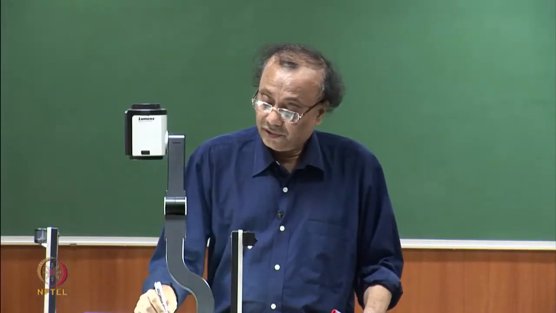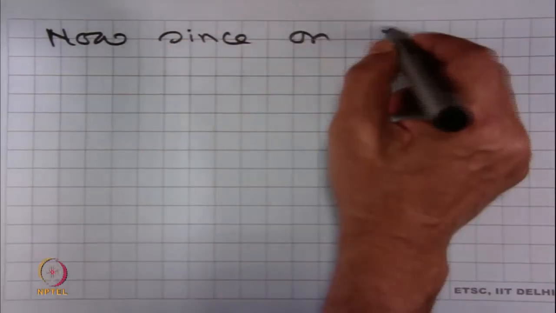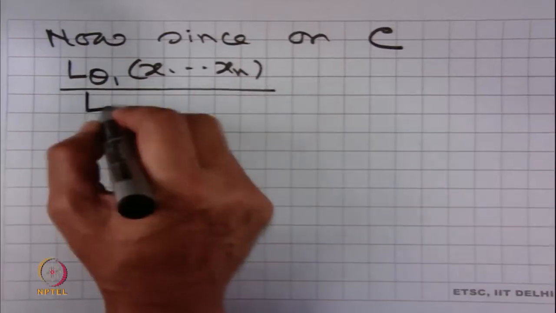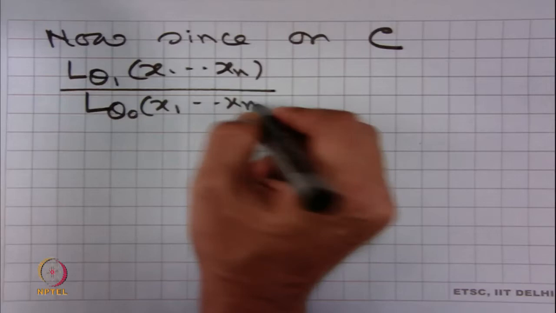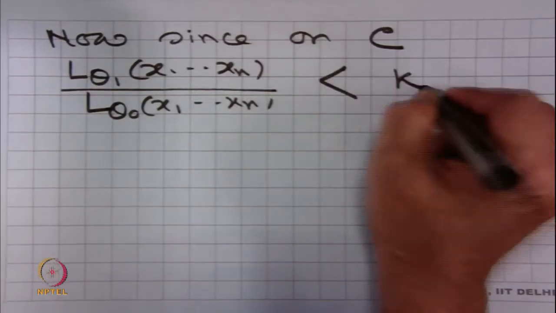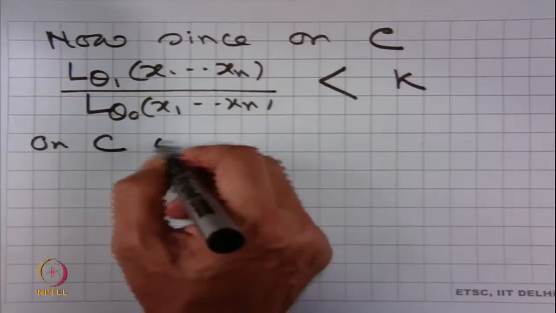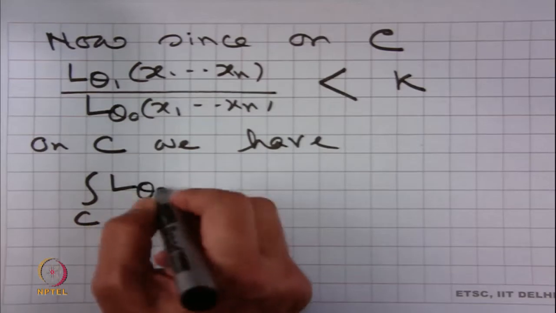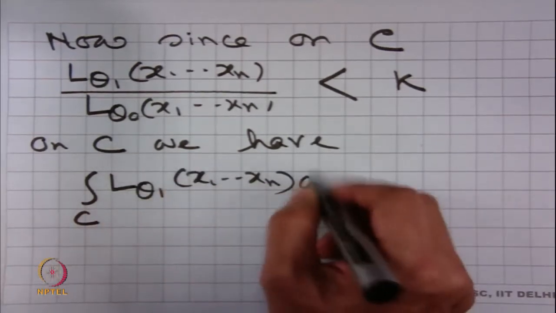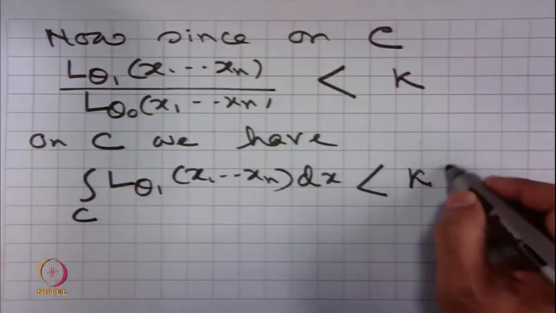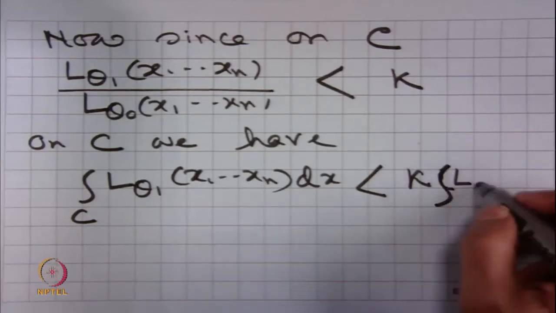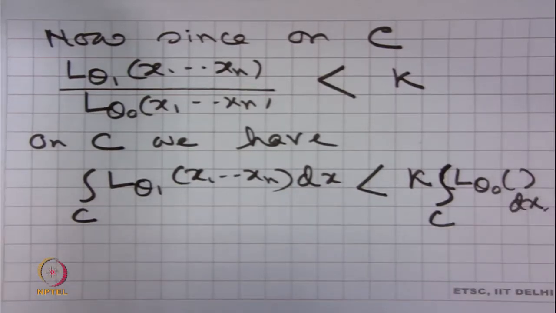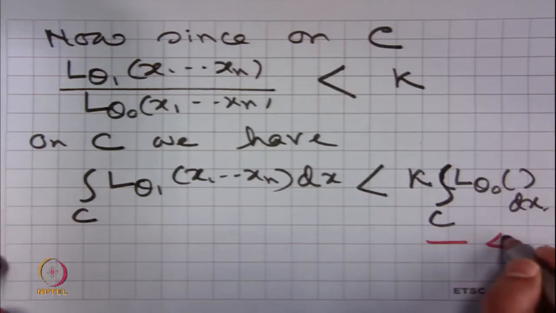Now, since on C, L theta 1 of x1 x2 xn upon L theta 0 of x1 x2 xn is less than k, on C we have integration over C of L theta 1 of x1 x2 xn dx is less than k times L theta 0 of x1 x2 xn dx. So, let us call it 4.